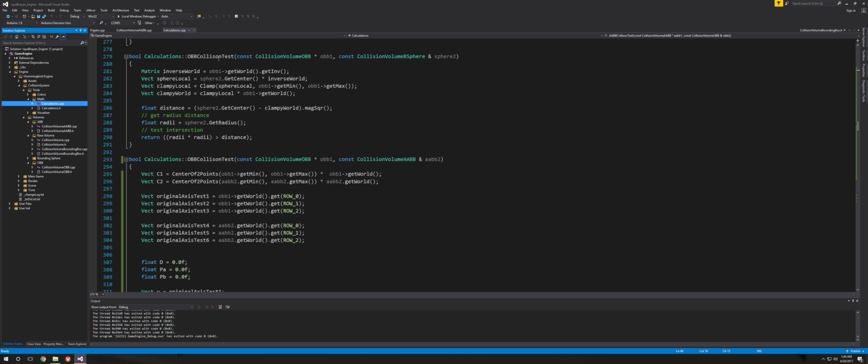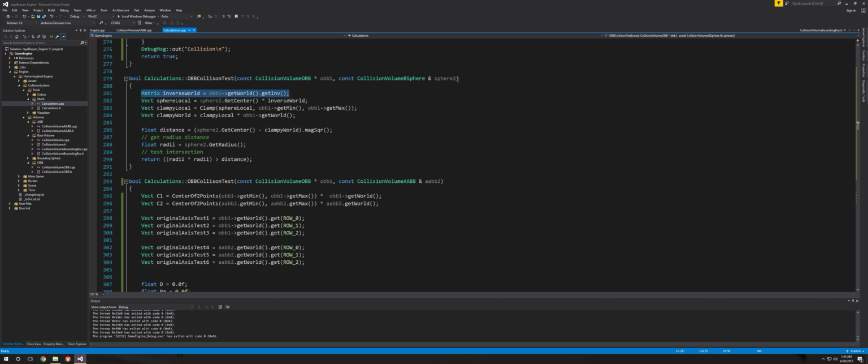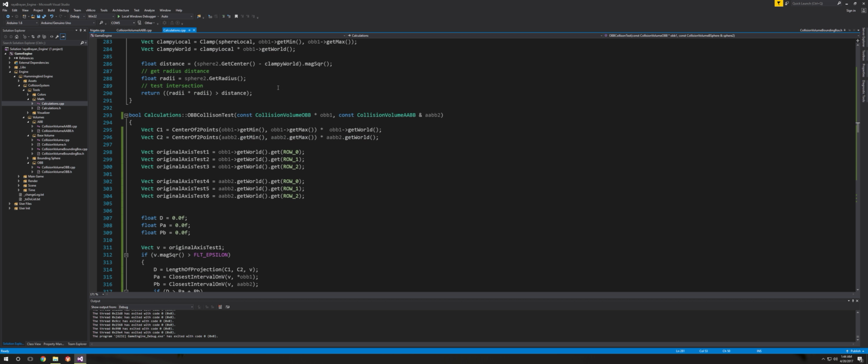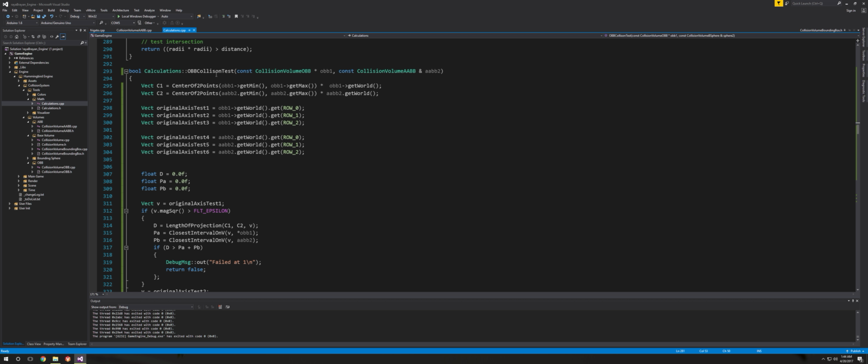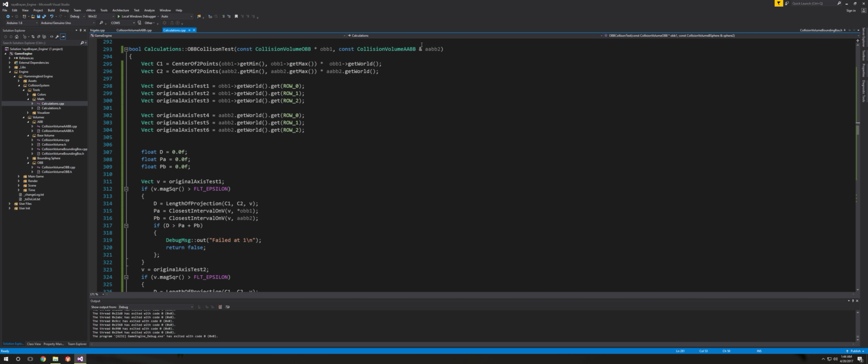The calculation for the collision types is as follows. For an OBB and B sphere, we calculate the inverse world, so we get the OBB in local space. We calculate the point of the second sphere in the local space of our OBB. We clamp it, and we do the rest of our math to check whether a collision has occurred.